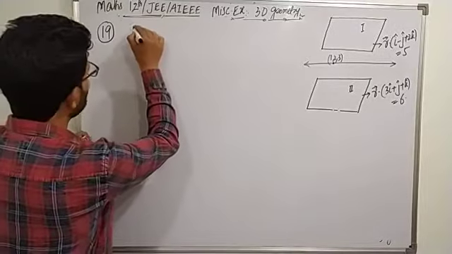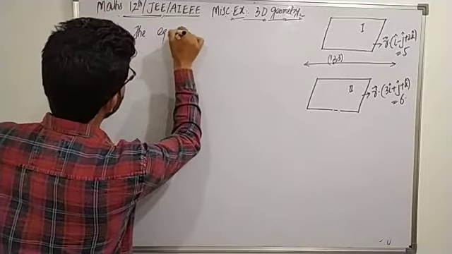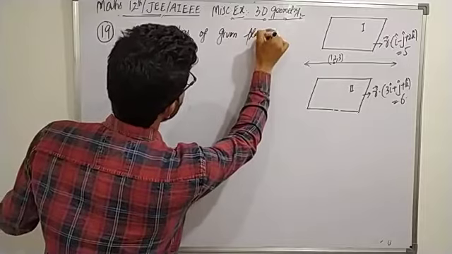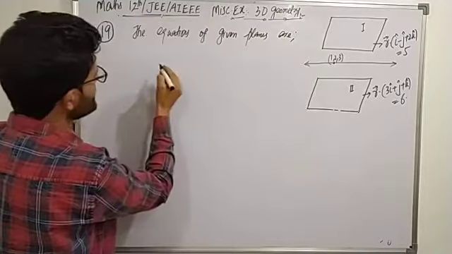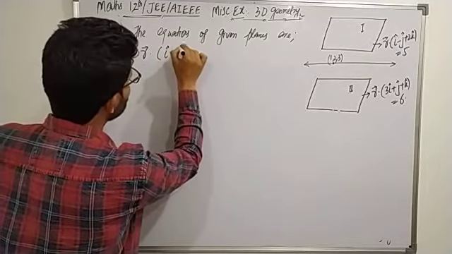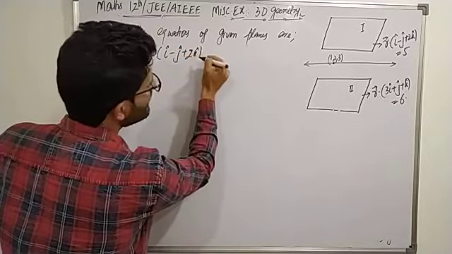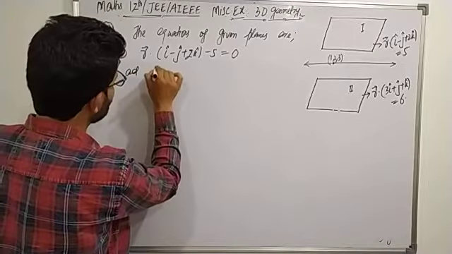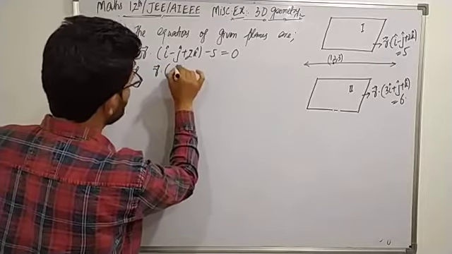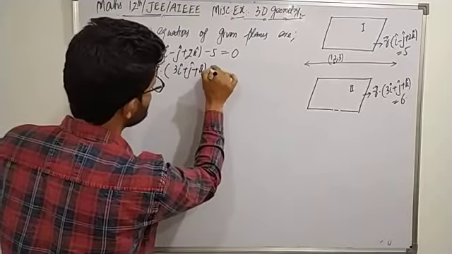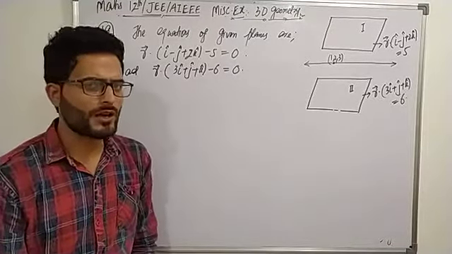The equations of the given planes are: the equation of the first plane is r dot (i minus j plus 2k) equal to 5, means r dot (i minus j plus 2k) minus 5 is equal to 0, and the equation of the second plane is r dot (3i plus j plus k) equal to 6, means minus 6 is equal to 0. First we will transform these vector equations into their Cartesian forms.